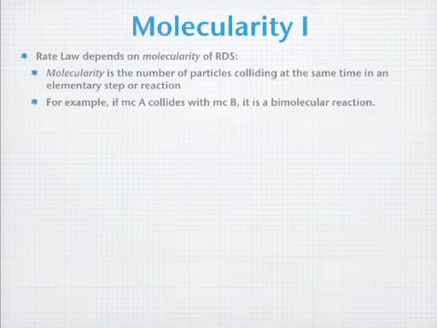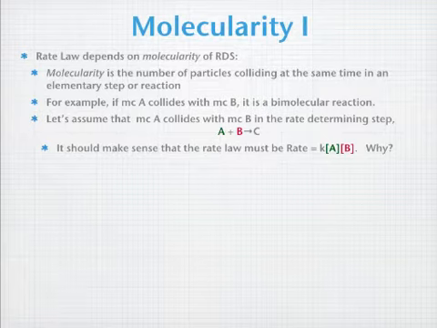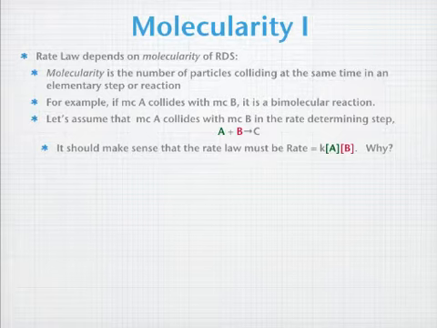Now, in each of these reaction mechanisms, each step is represented by a molecularity, where the molecularity is the number of particles colliding at the same time in an elementary step. The rate law depends on the molecularity of the rate determining step. For example, if we have molecule A colliding with molecule B, it would be a bimolecular reaction: two molecules coming together to form the product, or at least the product of that elementary step.